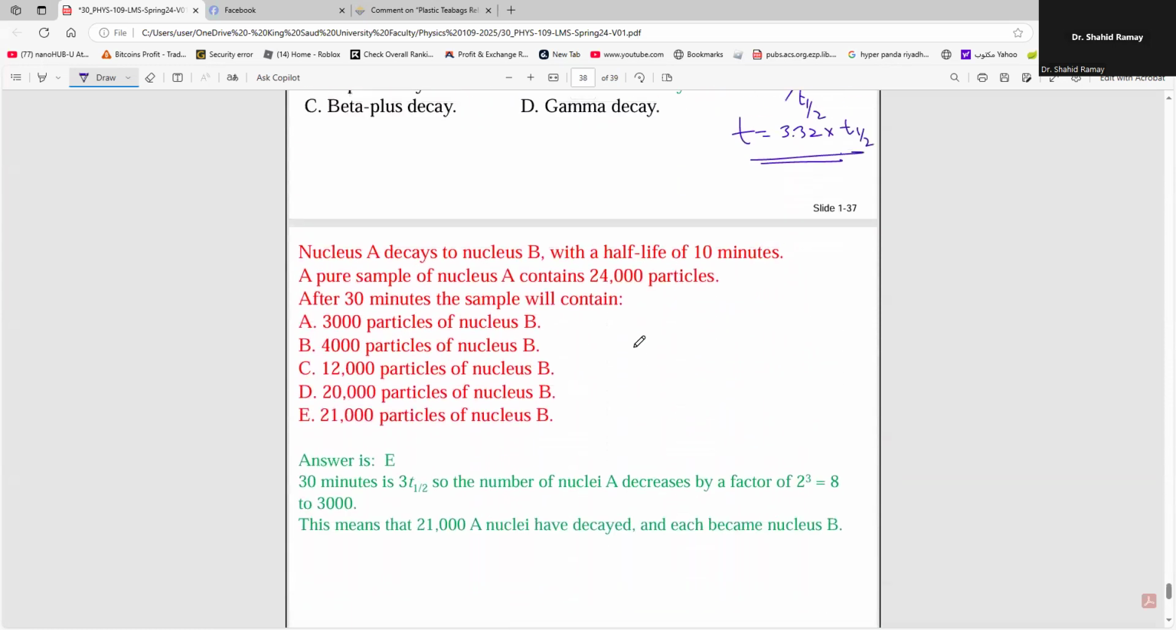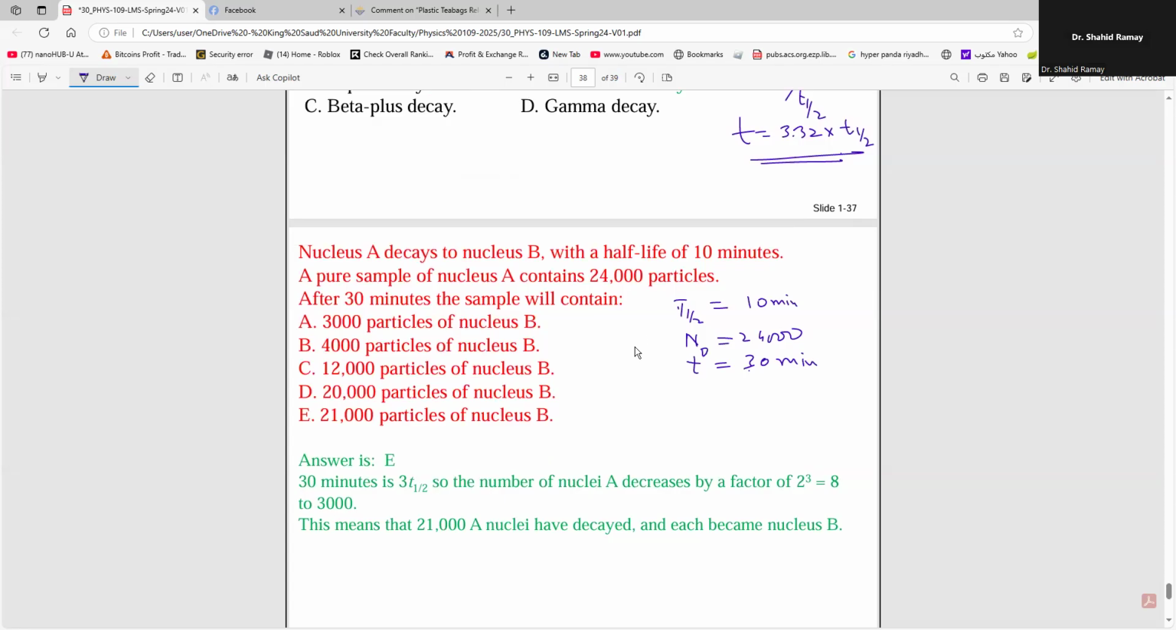In this problem, a nucleus A decays to nucleus B with a half-life of 10 minutes. So the half-life is given: t half is equal to 10 minutes. No need to convert it into seconds. A pure sample of nucleus A, meaning the full initial sample, N naught, is 24,000 particles. After 30 minutes, which is the time given, the sample will contain what value?